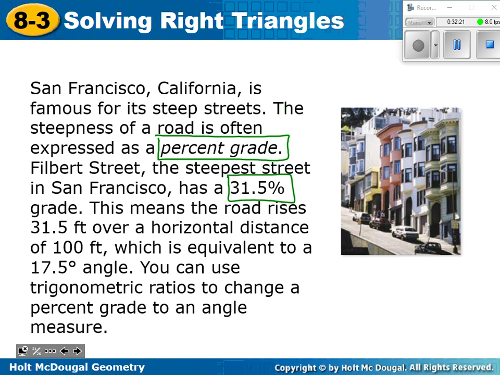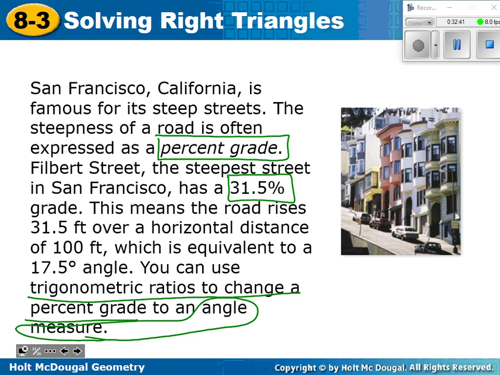And down here at the bottom, it tells you that you can use trig ratios to change a percent grade into an actual angle measure. So they're telling us that the street has a 31.5% grade, but what does that mean the angle of incline is? We want to know what that angle is that it's making. So that's what they're asking for.